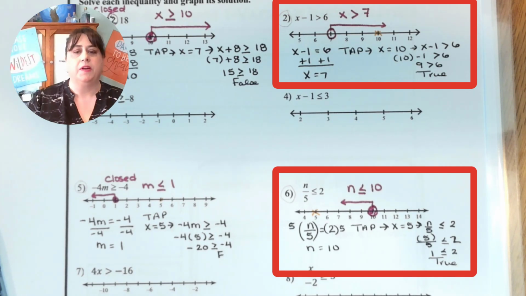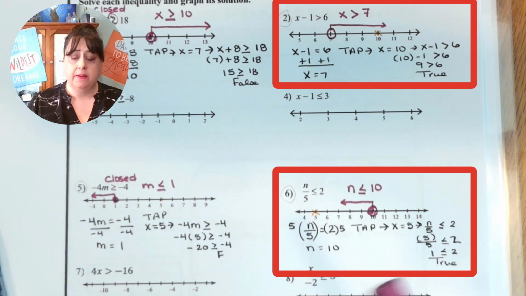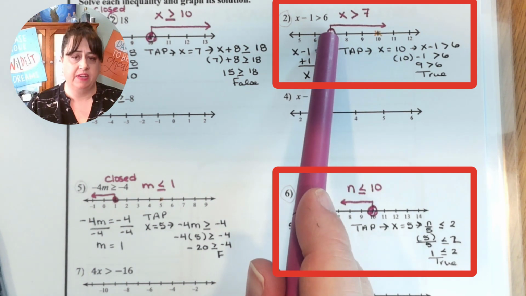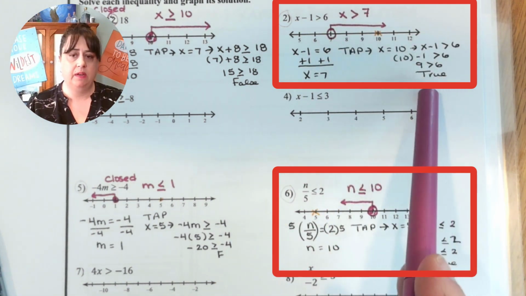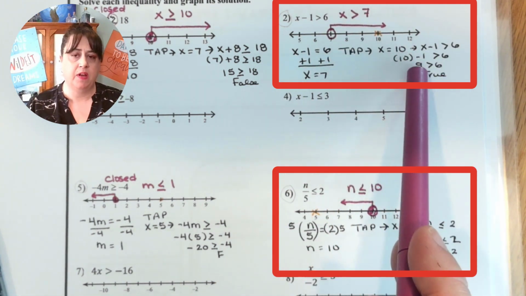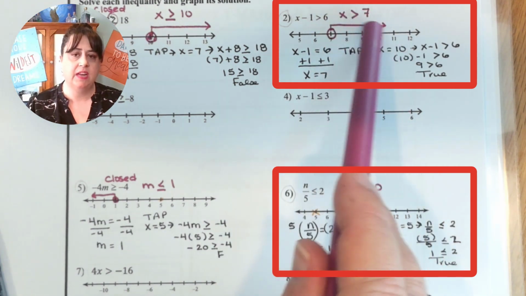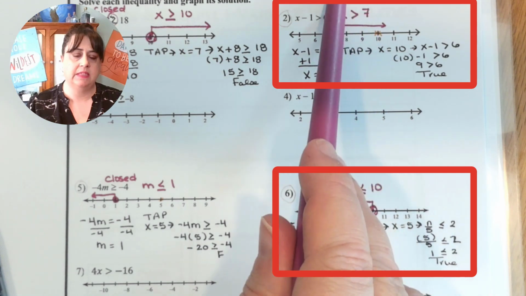Okay, check your work. You may have tested a different point than I did, and that is okay. What you want to check is that you found a boundary and you graphed it. You tested a point. You figured out if it was true or false. You graphed your arrow and it's going in the same direction, and that your inequality is the same.